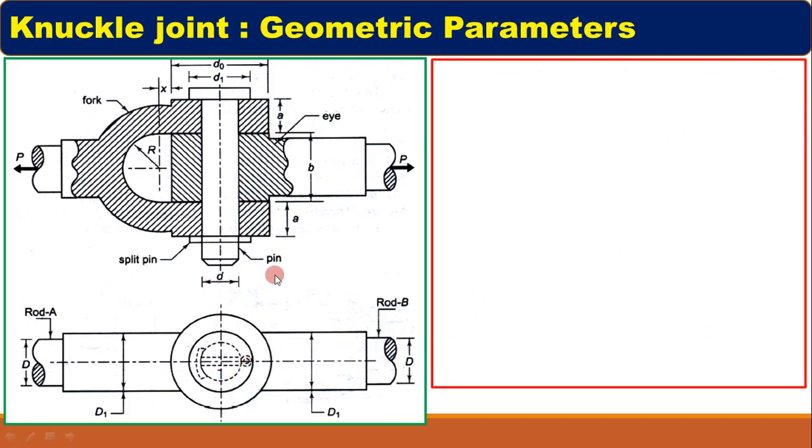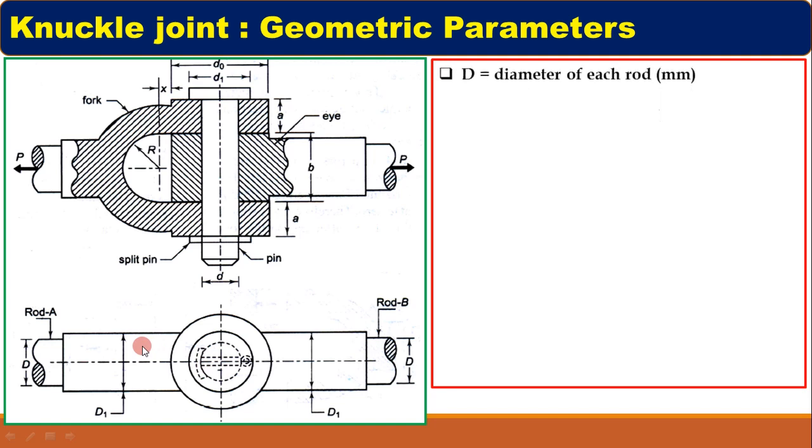Then the next point is geometric parameters of knuckle joint. So you can see this is the cut section of this knuckle joint. This is the front view and this is the top view. These are the two ends of rods which are connected using this knuckle joint. And this top view shows rod A, rod B, which are to be connected using the knuckle joint. This is the top view of fork end as well as eye end. This is the top view of pin head, and this dotted line indicates the top view of pin.